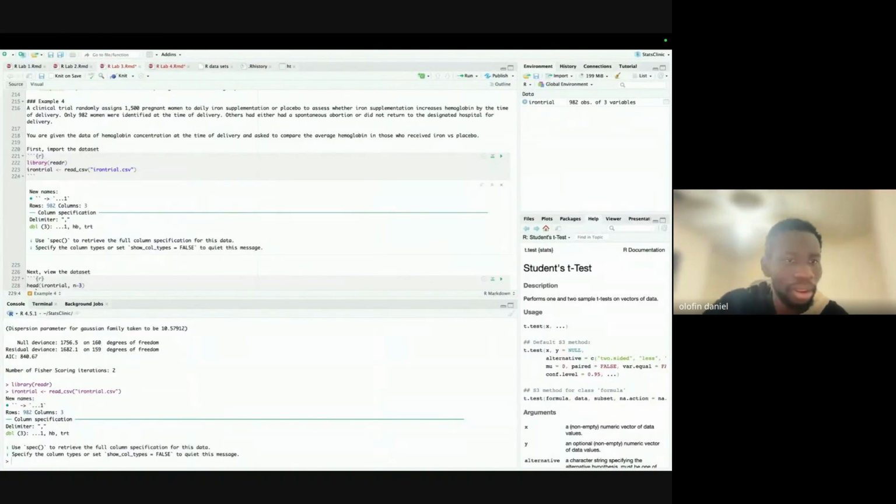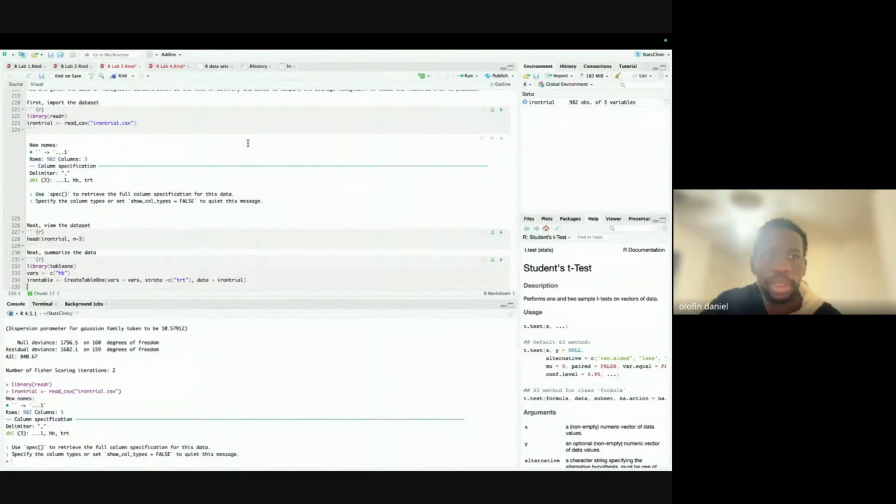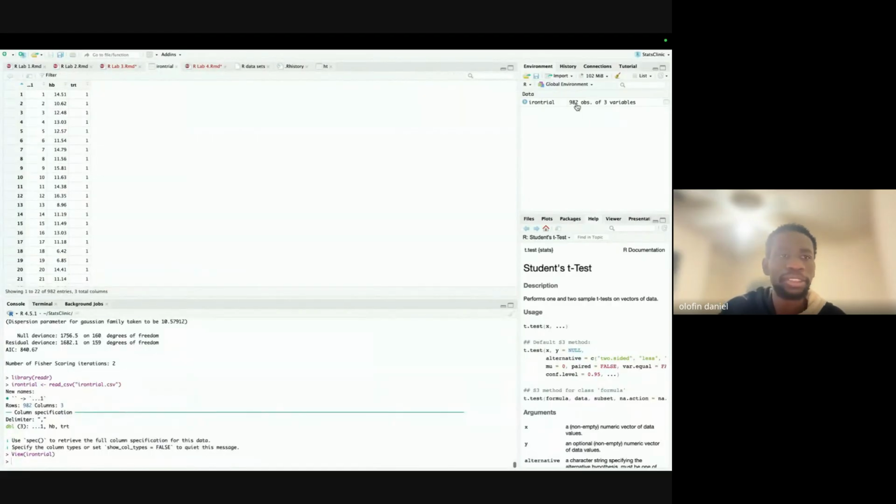So we have to load our data, which is iron trial. I believe everybody should have the data by now. Once you try to view the data, you are going to see the way the data is. We have the hemoglobin concentration, and we have the treatment variable as well.